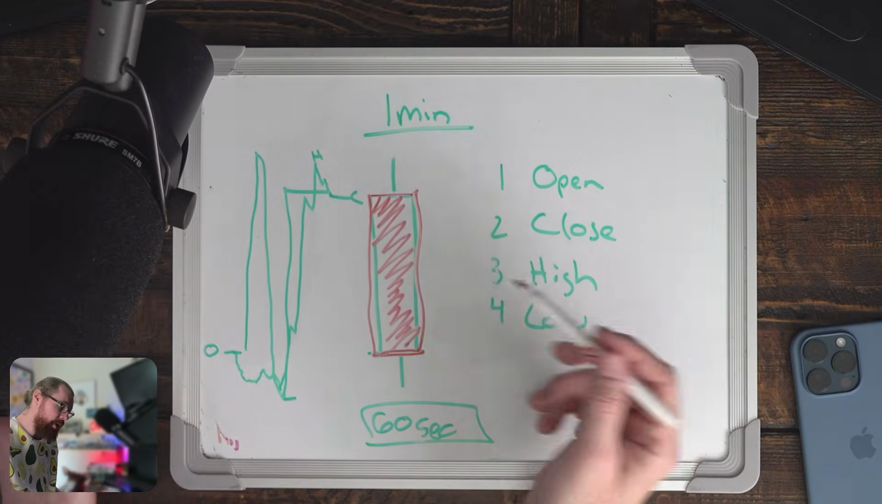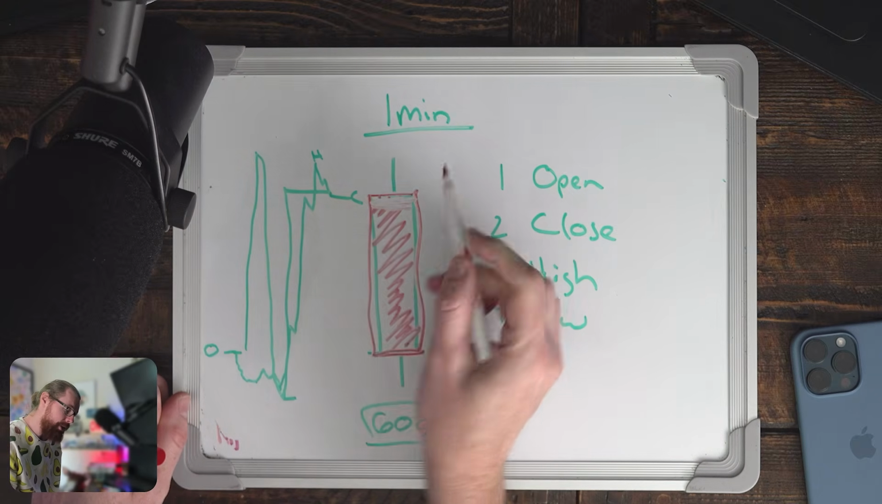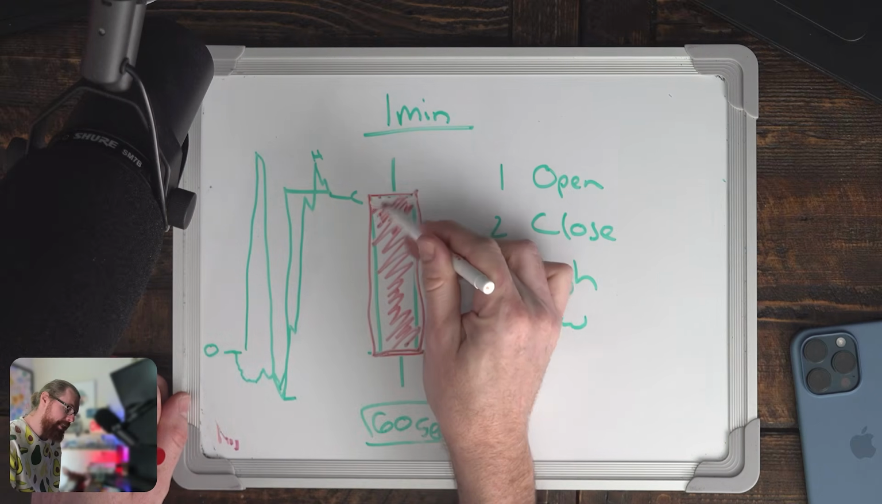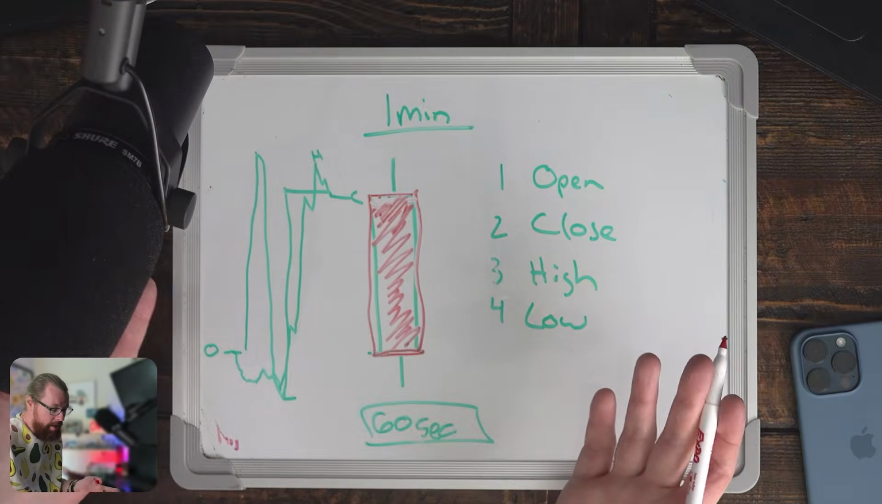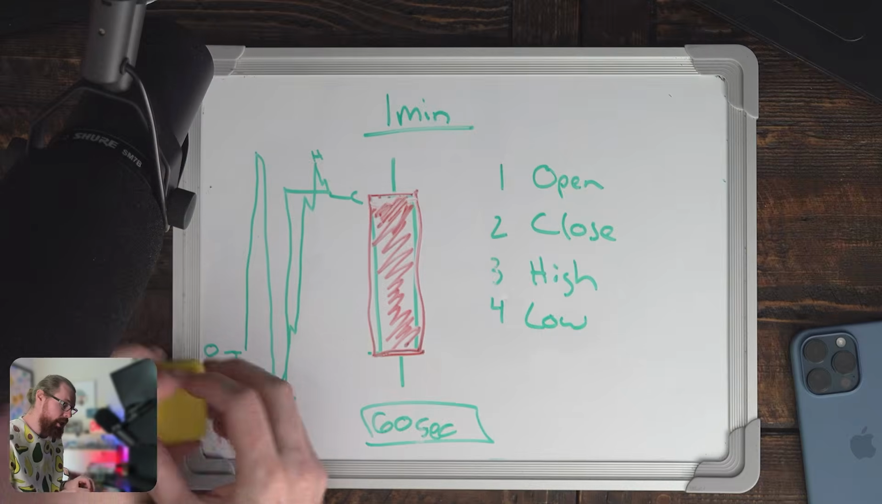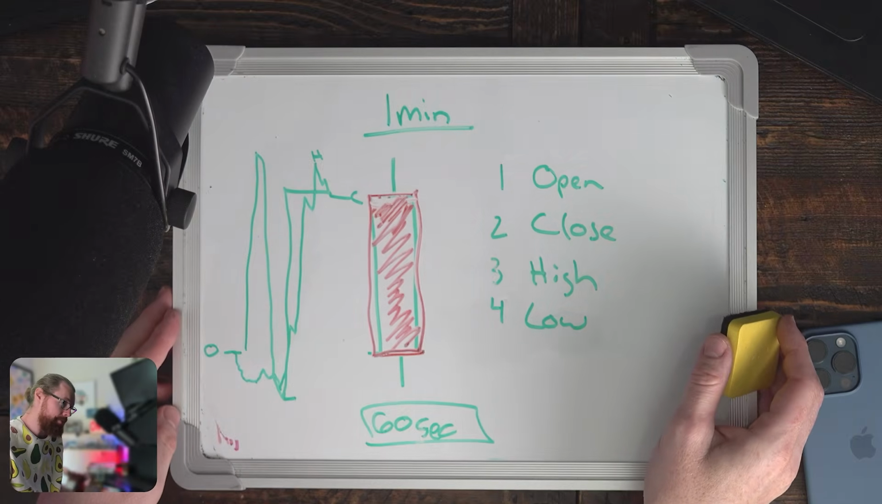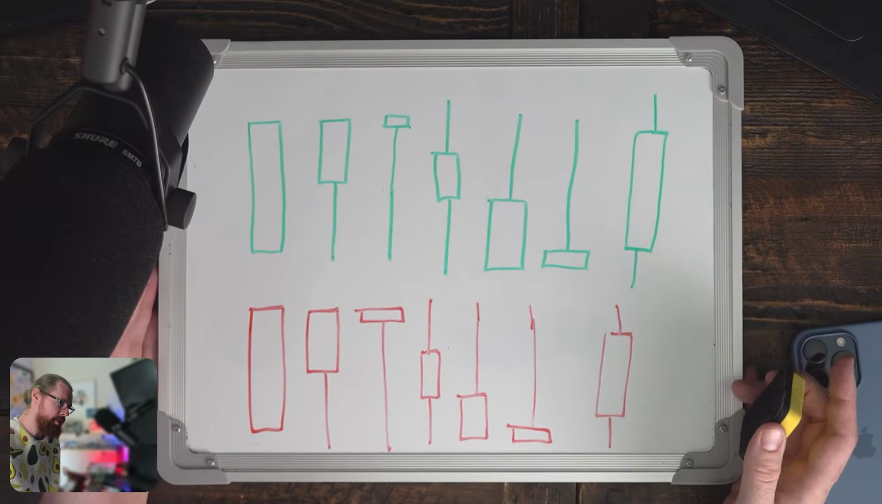So for some people that are colorblind, they'll have red candles that are solid, filled with color, and then they'll have the green candles be hollow. And that's a fine way to do it. But for anyone else who has no problem, then red and green become the colors that you use. And this is very common. So now let's start to talk about what some of these different candlestick shapes mean.